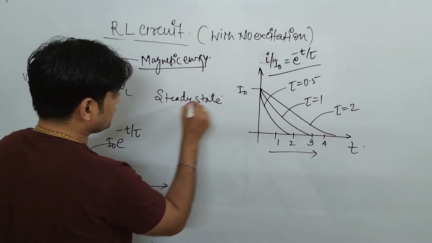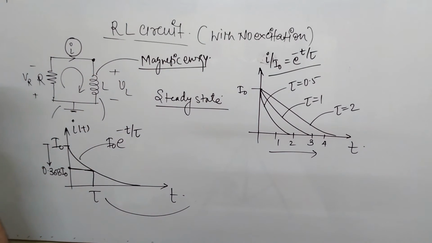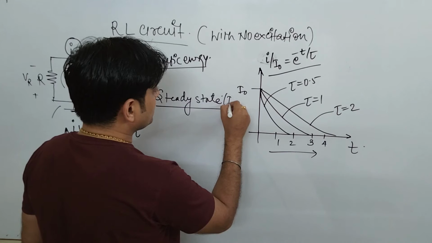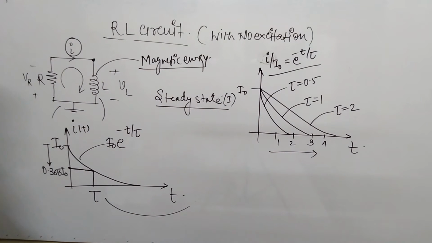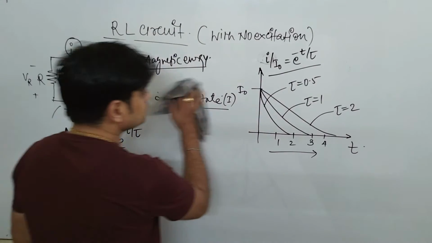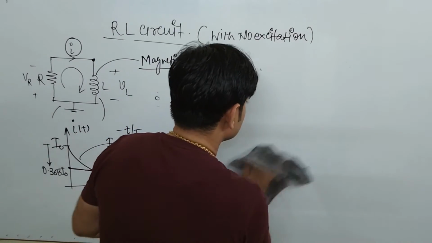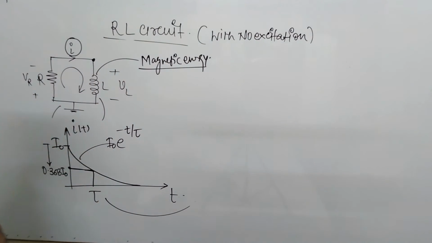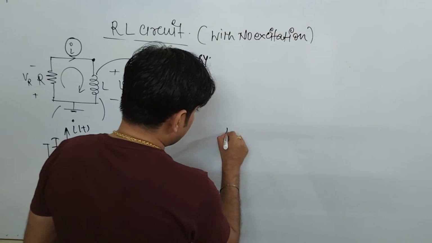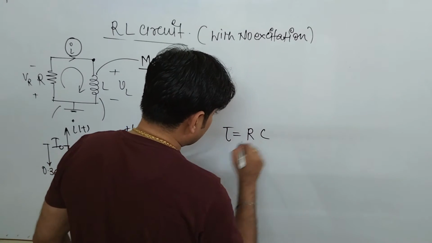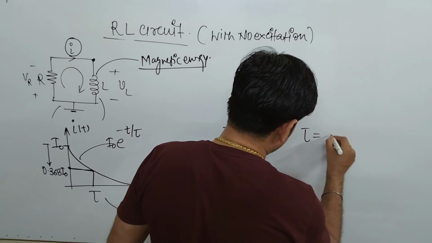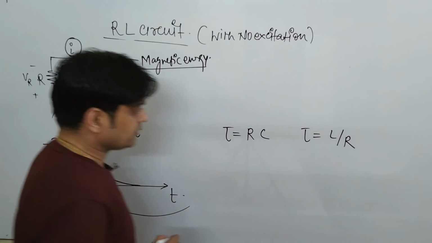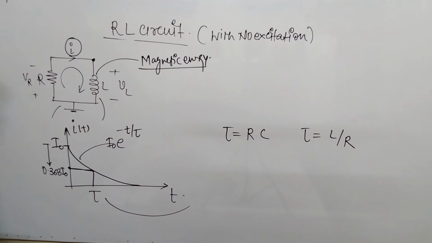Okay, so in case of capacitor we have talked about steady state in terms of voltage. In case of inductor we will talk about steady state in terms of current. Okay, so this is all about the analysis of RL circuit. Now, in both conditions, if I talk about capacitor, we have seen the time constant as RC, and in case of inductor we have seen the time constant is L by R.